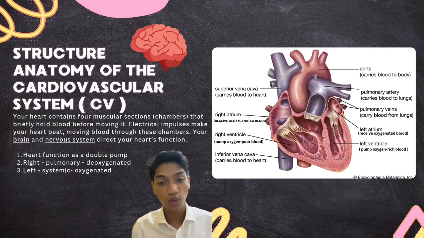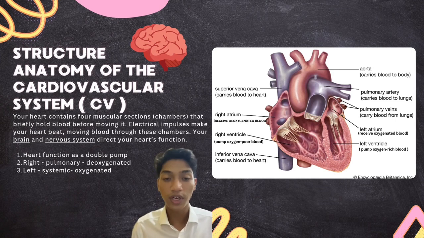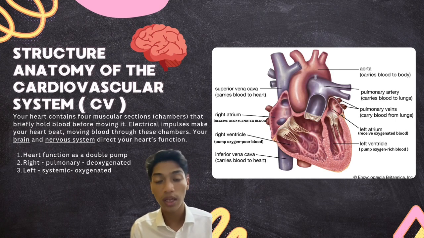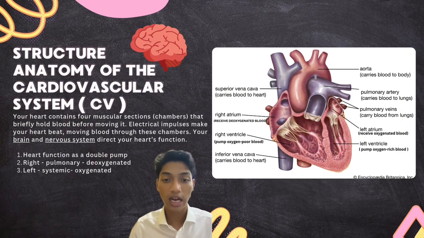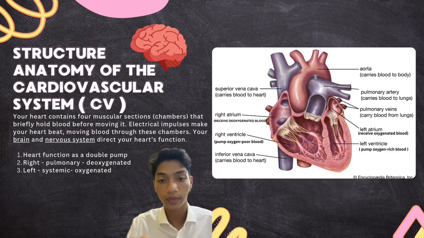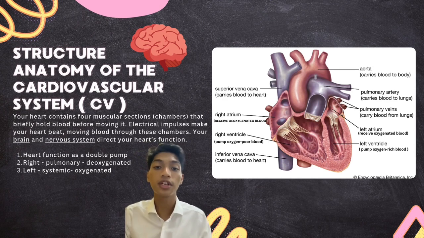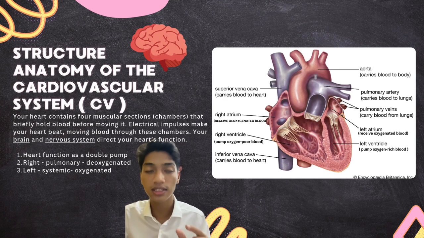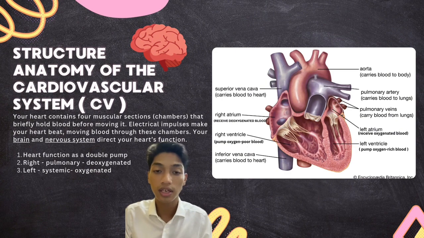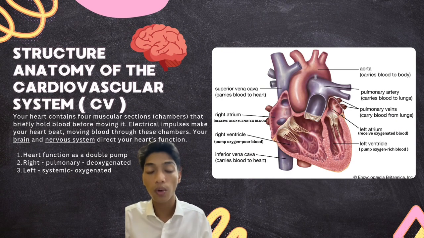Our heart is a double pump, so it goes lub-dub. The right side of our heart, we call pulmonary. It carries deoxygenated blood. And the left side of the heart, we call systemic. It brings oxygenated blood. As we look at the picture, we can see the superior vena cava and inferior vena cava. They have the same function, which is to carry the deoxygenated blood to our heart.